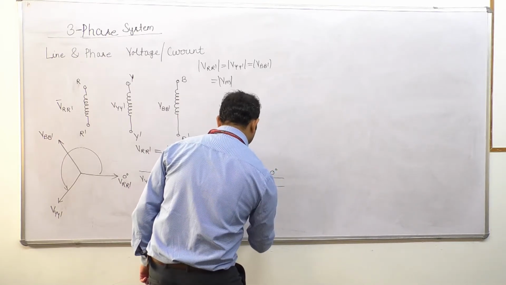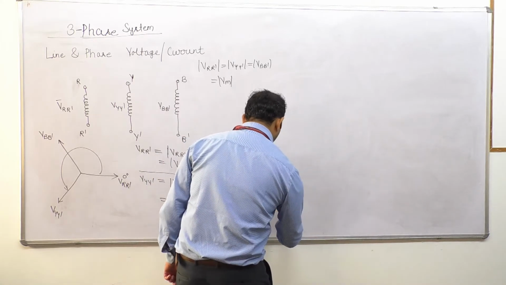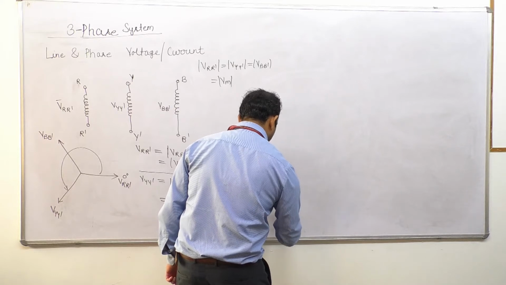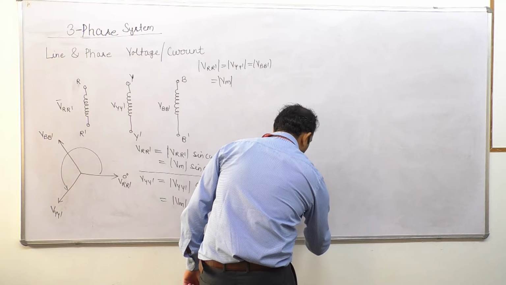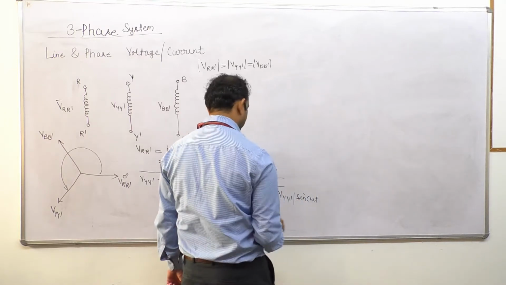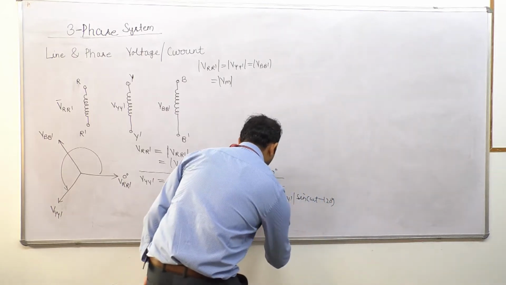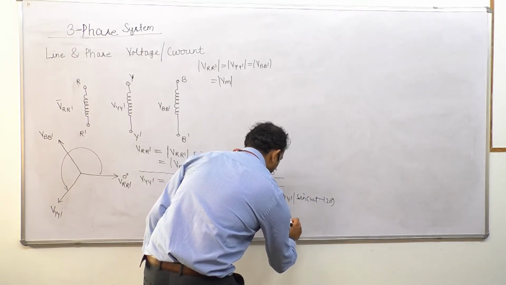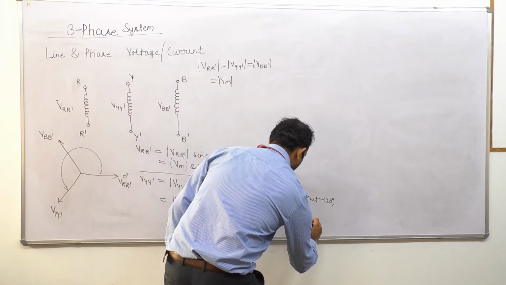In case of negative sequence, we can write V Y Y dash sine omega t minus 120 degree, and in this case Vm angle minus 120.